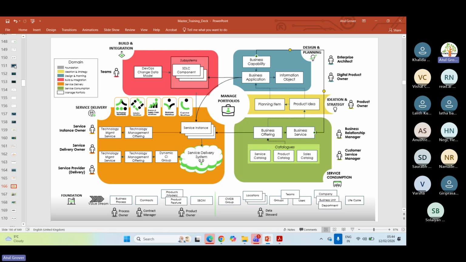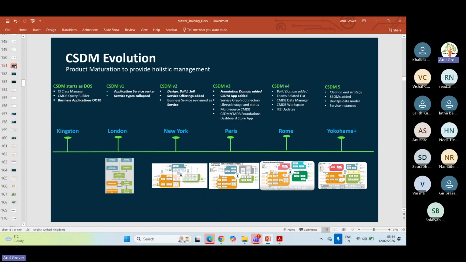So this is how the journey of the CSDM started, and release by release, ServiceNow increased the scope, brought up the tables, features, and products together. I have one dedicated video on my YouTube channel, which I created approximately two years back, which will tell you what differences came from 1 to 4, 5 now. If you want, you can watch that video. It will be helpful to get a basic understanding.